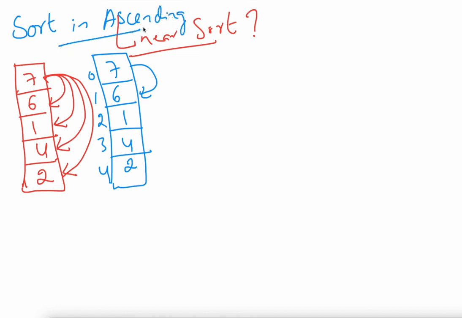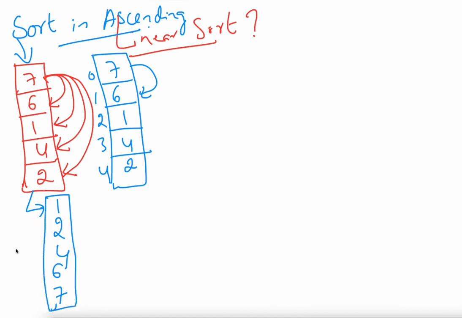So this is what we are going to iterate now. We need to arrange these items such that the result is in ascending order. Ideally the result should be 1, then 2, then 4, 6 and 7. This should be our result, which is nothing but arranging in ascending order.